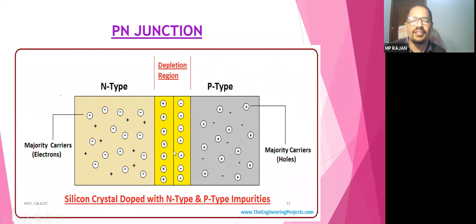So in the p-n junction, some of the free electrons will try to move towards the p-type semiconductor, and the holes are left behind on the left side. Electrons and holes are combining together, and here there is no presence of charge, so only neutral atoms. So this layer is called depletion region or depletion layer.